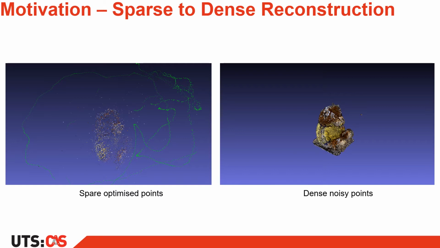On one hand, from common visual SLAM or structure from motion algorithms, we get a series of optimized sparse points, and on the other hand, we get a set of dense noisy points that come directly from depth images or optical flow. The aim of this work is to provide a probabilistic representation that allows us to fuse these sources of information into a dense continuous model.